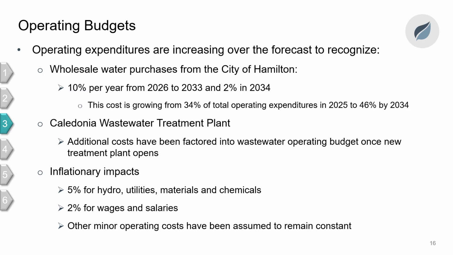On the wastewater side of things, the Caledonia Wastewater Treatment Plant, when that opens, will have additional operating costs related to the chemicals, the staffing required to operate the plant, etc. And so as part of the analysis, once that plant opens in the subsequent year, we've identified an increase in those related operating expenditures. For hydro, utilities, materials, and chemicals, we've forecasted 5% increases, and for wages and salaries, 2% increases, and other minor operating costs have been assumed to remain constant.